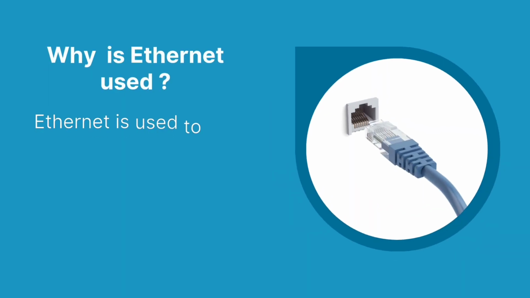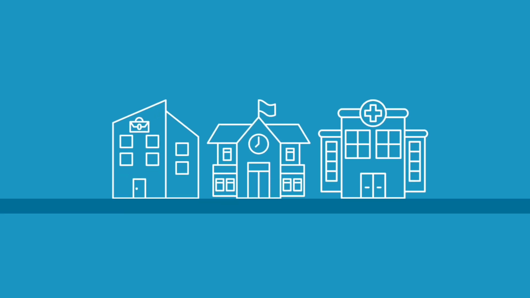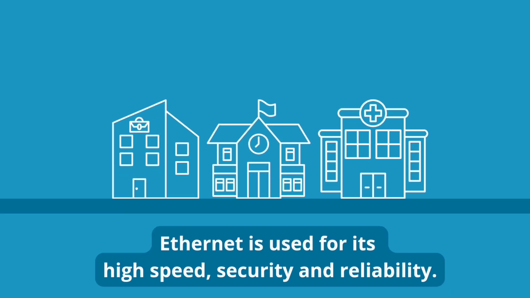Ethernet is used to connect devices in a network and is still a popular form of network connection. For local networks used by specific organizations, such as company offices, school campuses and hospitals, Ethernet is used for its high speed, security and reliability.